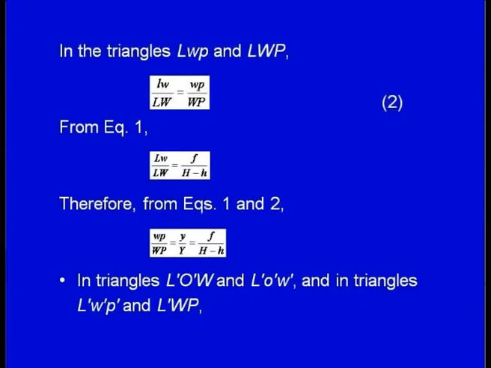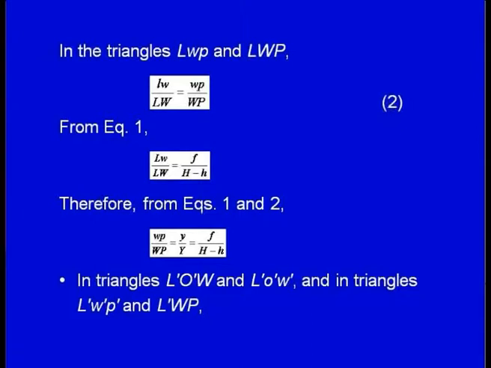Now, in the triangles L w p and L capital W capital P, L w divided by capital L capital W is equal to small w p divided by capital W capital P. From the earlier equation we can see that L w divided by capital L capital W is equal to f over capital H minus small h. Therefore, from these two equations we can find that small w p divided by capital W capital P is equal to small y divided by capital Y and is equal to f divided by capital H minus small h.